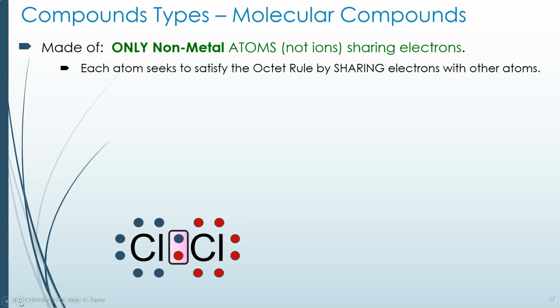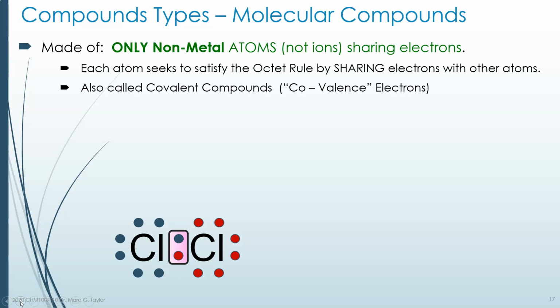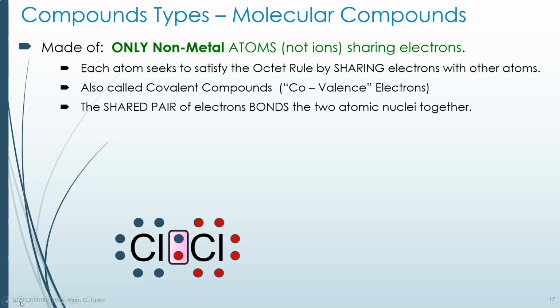So if they have 1 space each that needs to be filled, well, they share 1 with their partner, and now you have a pair of electrons that are shared between the 2 atoms, and this, in fact, is what constitutes a covalent bond. So because we are sharing valence electrons, they are covalence electrons, we call these covalent bonds, and therefore this would create a covalent molecule, otherwise known as a molecular compound.